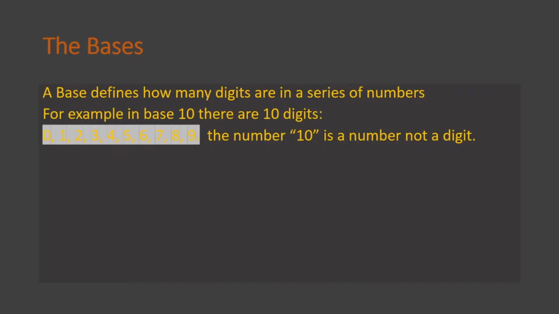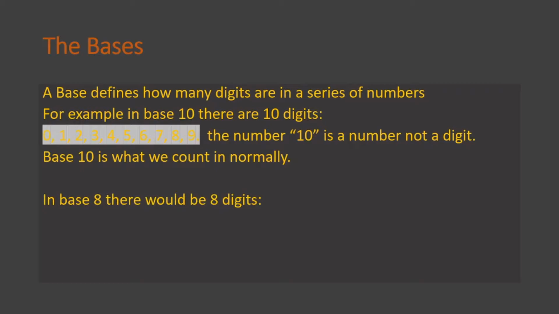So 0, 1, 2, 3, 4, 5, 6, 7, 8, 9. And then 10, we don't use because we already have 10 digits. And 10 isn't a digit, it's a number. It's 2 digits combined, right? So base 10 is what we use normally, like when you're doing math at class or for fun. Don't do it for fun. But if you're doing math, then you use base 10, right?